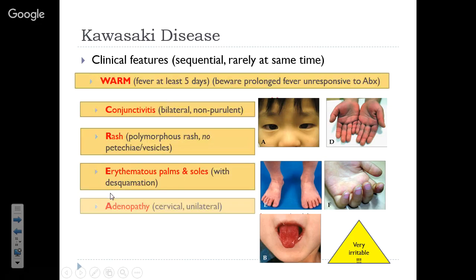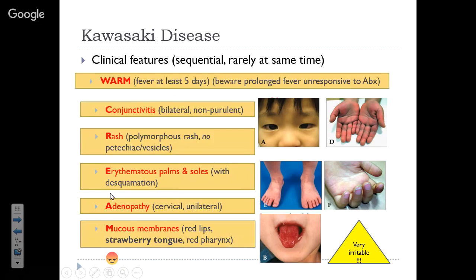His mnemonic was quite different, so I used WARM CREAM. So WARM being the prolonged fever for 5 days, C being conjunctivitis, R being the polymorphous rash, E being the erythema of the palms and soles with desquamation of the peripheries, A being cervical lymphadenopathy, and M being inflamed mucous membranes. And then there again is that buzzword strawberry tongue, so watch out for Kawasaki disease and scarlet fever. And generally they'll be very irritable as a kid.